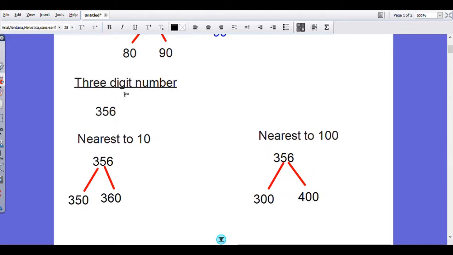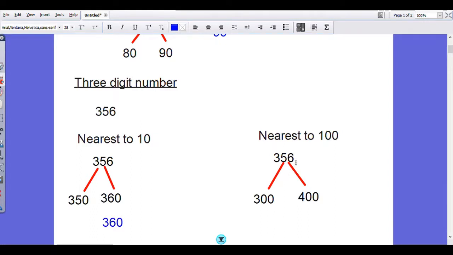If the number is a three-digit number, there are two possibilities: either we can round the number to the nearest 10 or to the nearest 100. Now see, if 356 is there, for the nearest 10 it is in between 350 and 360. It is much closer to 360. So rounding 356 to the nearest 10 is 360.